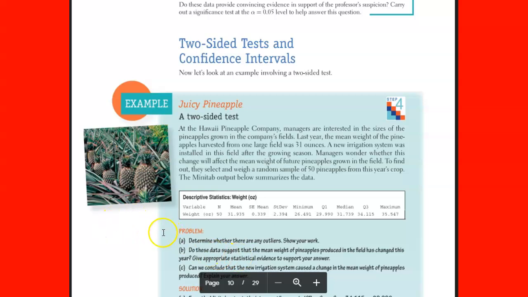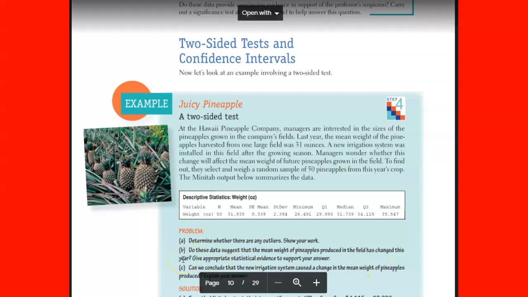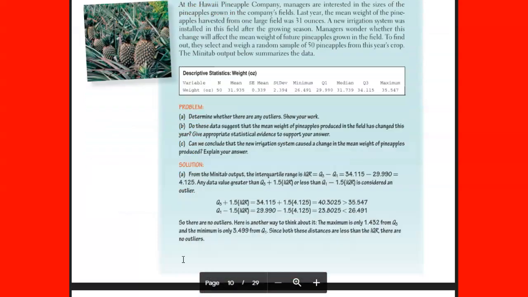Question A says, hey, check if there are any outliers. We're not going to worry about that for right now. It's the 1.5 IQR method. If you want to read through the answer to part A, you can do that. But part B says, do these data suggest that the mean has changed? It doesn't ask if it has increased. It says, has it changed? Is it something different than 31? Give appropriate statistical evidence. That means let's do a hypothesis test.